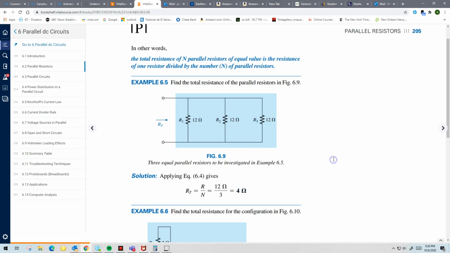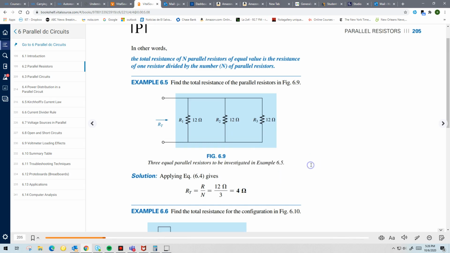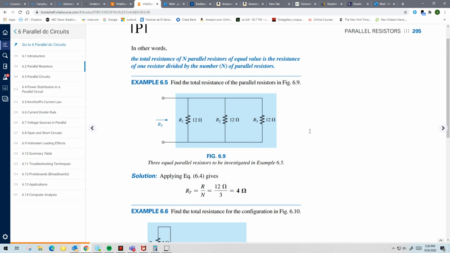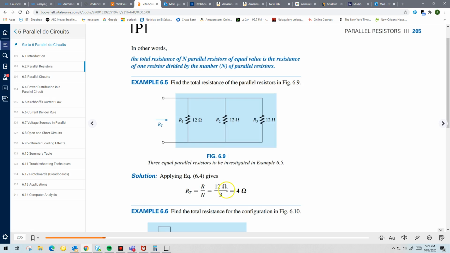Now this is a shortcut, because if you wanted to, you can still take the reciprocal 1 over 12 plus 1 over 12 plus 1 over 12, and then take the reciprocal of that sum, and you're still going to get 4 ohms. So this is really a shortcut which avoids the step of having to use that equation, since the values are the same. Just simply take one of the values divided by the number of resistors that have the same value, and that gives you the total resistance.